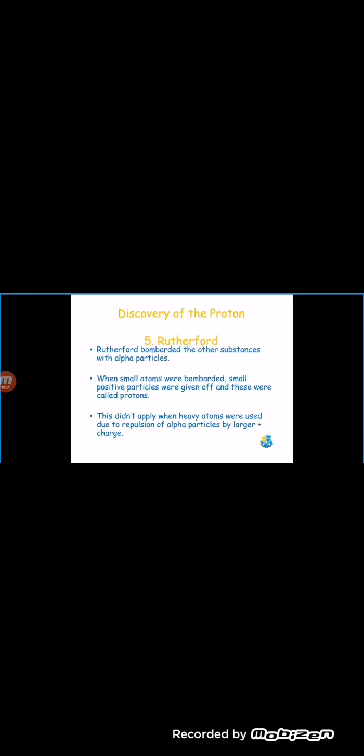Rutherford is also linked with the discovery of the proton. As well as bombarding gold foil with alpha particles, Rutherford also bombarded other substances. And basically, he found in the case of small or light atoms, such as oxygen and nitrogen, that small positive particles were given off. This did not occur with heavy atoms, and this was explained by saying that the alpha particles were breaking up the nuclei of the lighter atoms, but this didn't occur for heavier ones because of the large positive charge that would be experienced from the nucleus. And he called these positive particles protons.